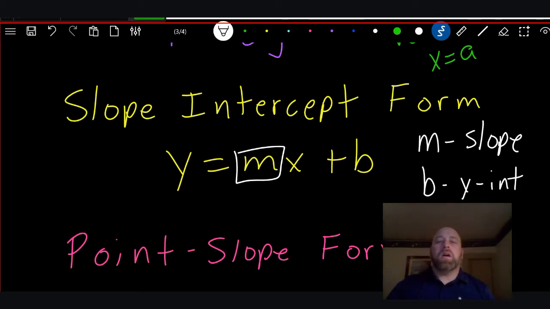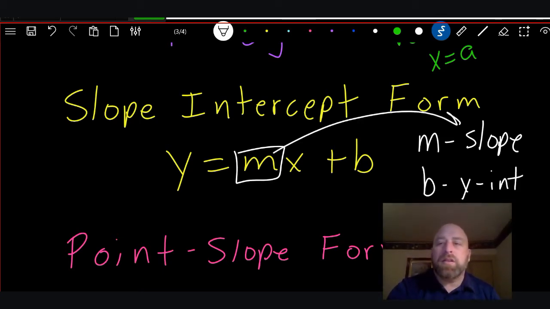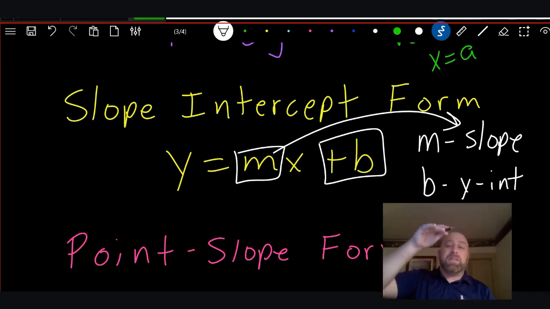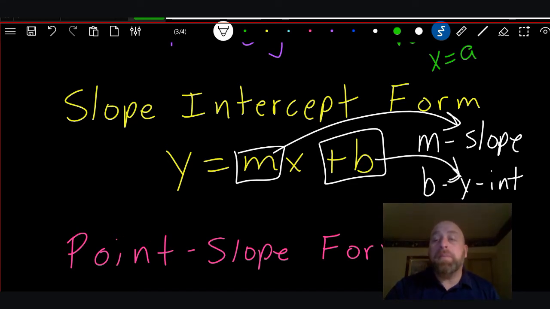Okay, so our m is slope, and the b, and this could be positive or negative b. If it's positive b, then it would be up on the y. If it's negative b, it would be down on the y. Okay, but that b is our y-intercept.